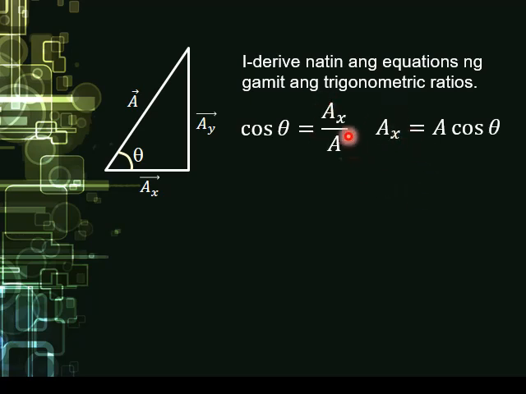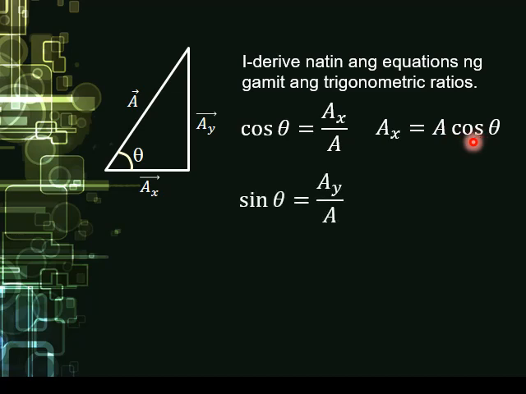Next, let's transpose. So, pansinin ninyo, kung ita-transform natin ang equation na ito para ma-solve natin ang AX, kailangan mo lang i-multiply yung A at saka yung cosine theta. Parang cross-multiply mo lang siya. So, therefore, para makuha natin ang horizontal component ng A, that is equal to vector A times cosine theta.